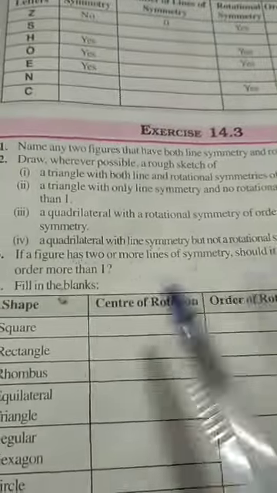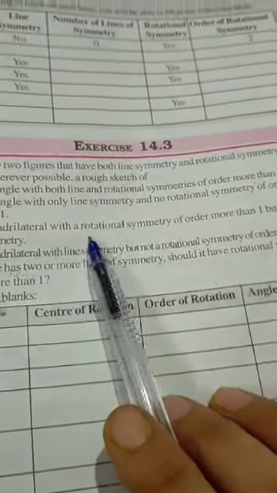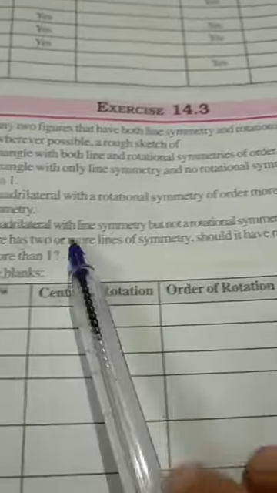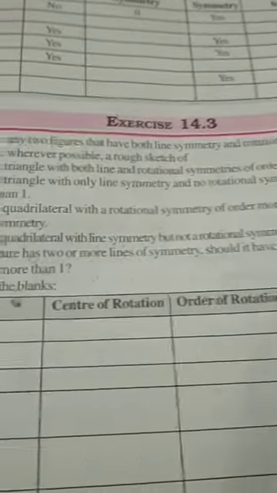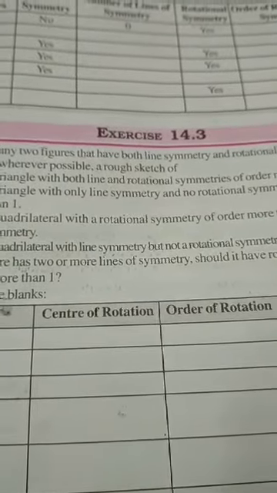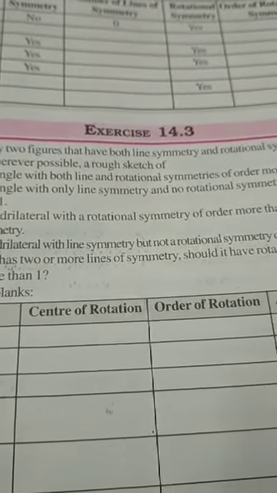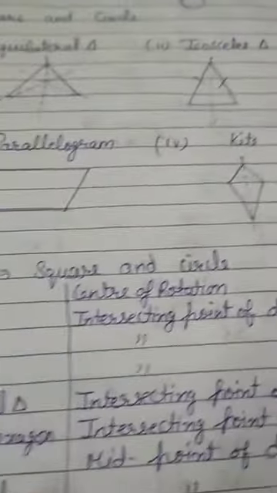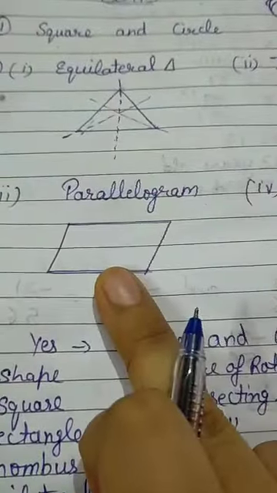Okay? Now third is a quadrilateral with a rotational symmetry of order more than 1 but not a line of symmetry. Now you have to draw a quadrilateral in which rotational symmetry should be there but no line of symmetry. So that is a parallelogram.